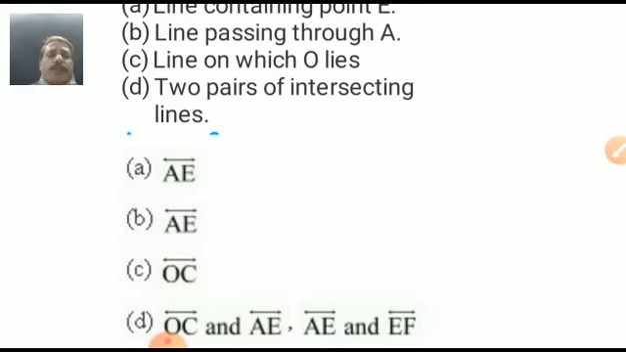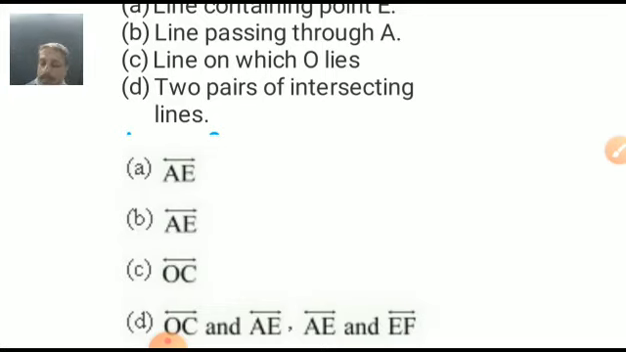See students, here two pairs. Lines OC and OA are intersecting. Once again I remind you, I am having two pairs. One line and a second line crossing it is called intersecting. Is it or not? Intersecting, like this way or this way. Anyway.